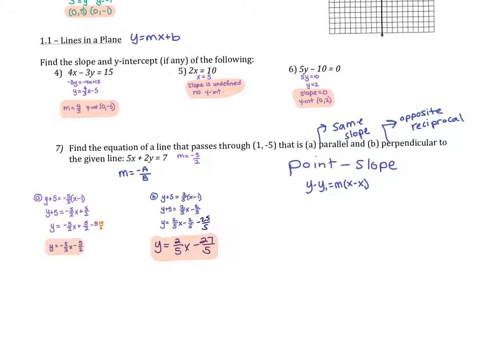Number 4, your slope was 4/3. Your y-intercept is (0, -5). Again, in point format. Number 5, the slope is undefined. That is a vertical line. And there's no y-intercept. And 6, the slope is 0, and the y-intercept is (0, 2).